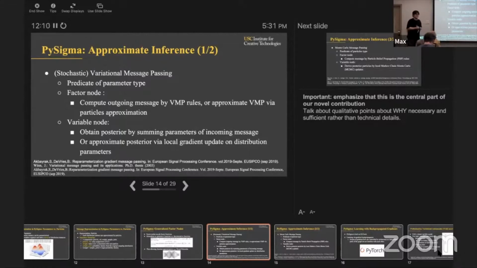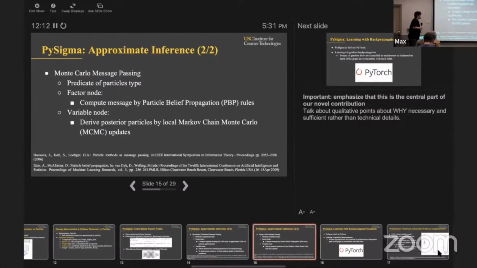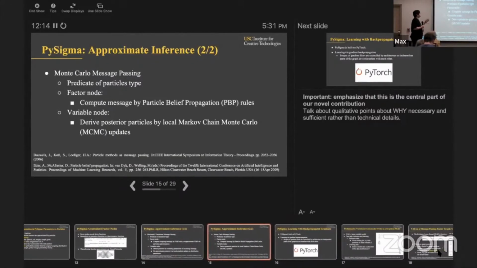algorithm in reinforcement learning. The second mode is Monte Carlo message passing, which is adapted from the particle belief propagation algorithm. Basically, instead of passing parameters, here we are passing Monte Carlo particle lists, and it achieves the same result. And how it does the inference is basically at the variable nodes, using algorithms such as MCMC to approximate the posterior particle list.